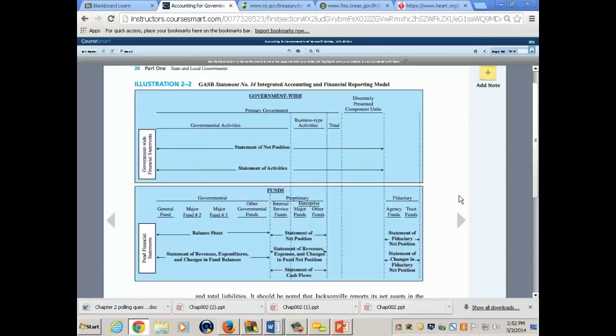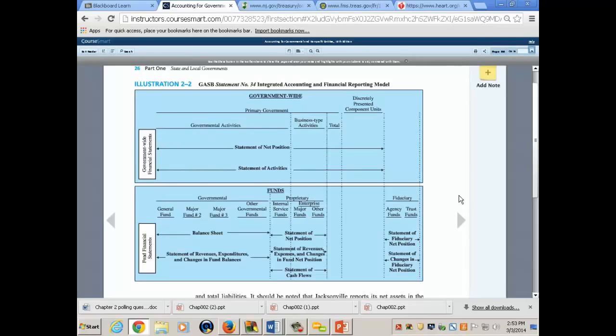Top, government-wide only has what? Governmental activities and something called business type activities. Okay? Business type activities is the same as that enterprise fund. See that enterprise fund? That's the other name for it. See it right under the proprietary fund, enterprise funds. So again, if you don't get it now, don't be concerned. What I want you to just try and understand is what is included in each one of these sets of statements, okay?